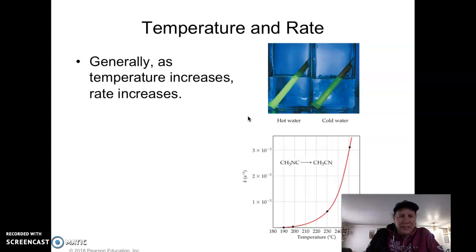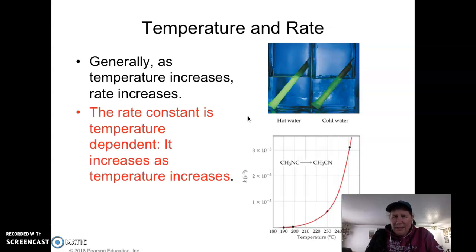So when we talk about temperature, generally, as your temperature increases, your rate increases, because now you've got your particles moving around faster. Here they're showing, I think, a glow stick, okay? In cold water, it doesn't glow nearly as well as it does in hot water. So the rate constant is temperature dependent. If you increase the temperature, you'll increase the rate, the k, the rate constant, okay?